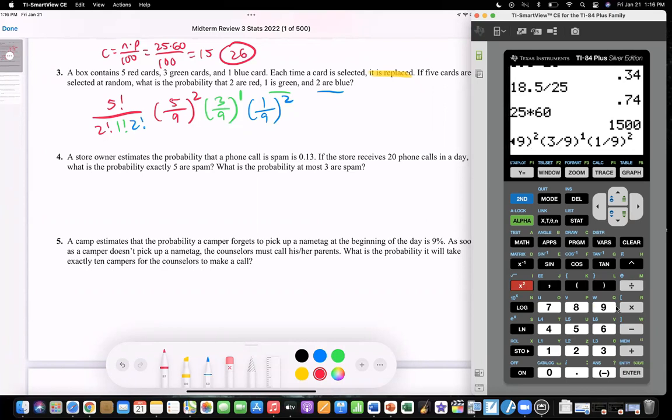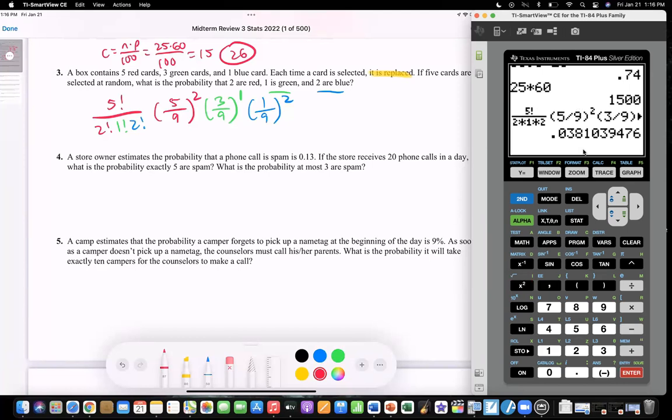Okay, so type it in exactly as you see it here. And I set it to round to 4 decimal places, so this will give me 0.0381. Obviously, that 0 isn't big enough to bring up the 1, so that would be my answer. So about a 3.8% chance of that occurring.